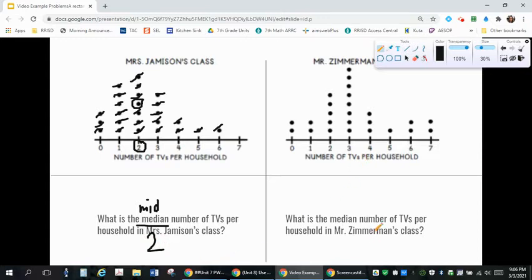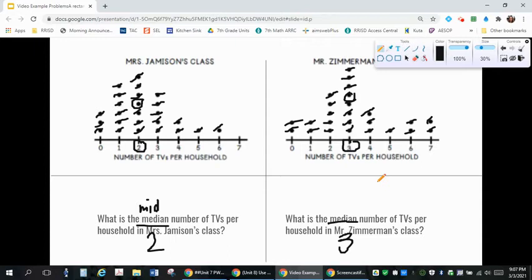Now let's look at Mr. Zimmerman's class and find the median number of TVs per household there. Again, we start from the lower extreme and the upper extreme, and we move toward the middle of the data. So 1, 1, 2, 2, 3, 3, 4, 4, 5, 5, 6, 6, 7, 7, 8, 8, 9, 9, 10, 10, 11, 11, 12, 12. Okay, so yes, the median, the middle of my data for Mr. Zimmerman's class is 3. 3 TVs per household is the median number for Mr. Zimmerman's class.